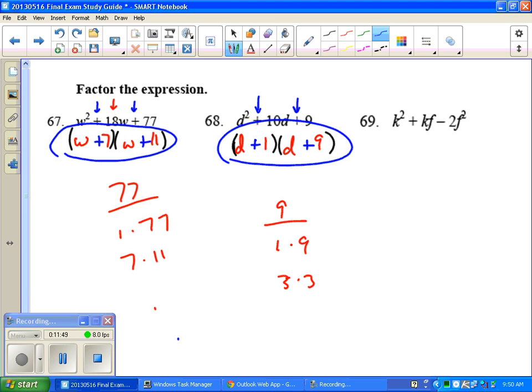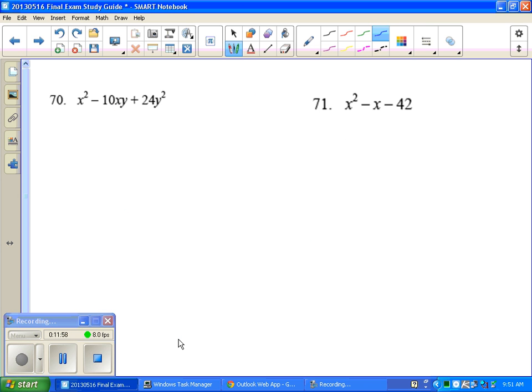We'll skip number 69, everybody. This one, when it recalculated values, it made it look like something that I don't want you to have to do, so forget about 69. Number 70 says x squared minus 10xy plus 4y squared. Same thing with 70. Forget about 69, forget about 70.